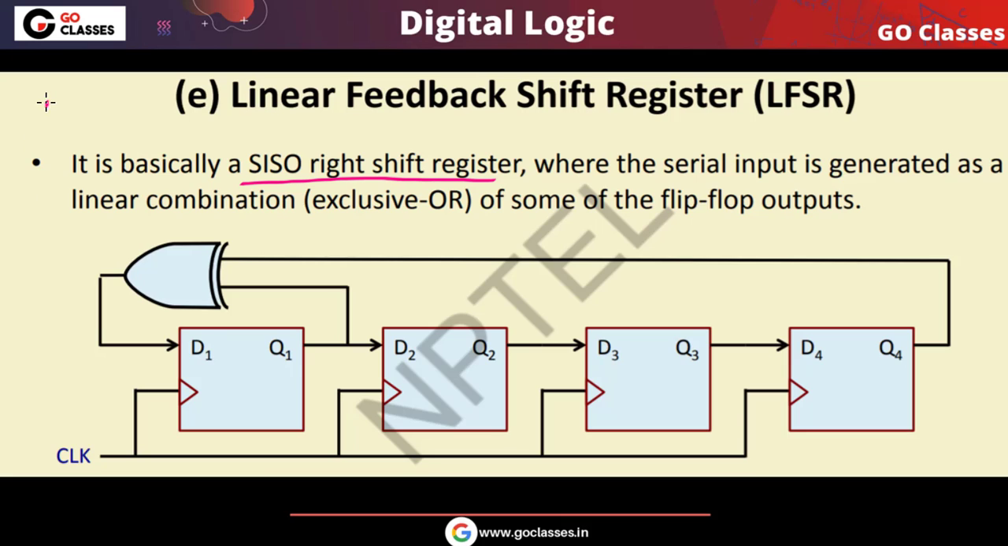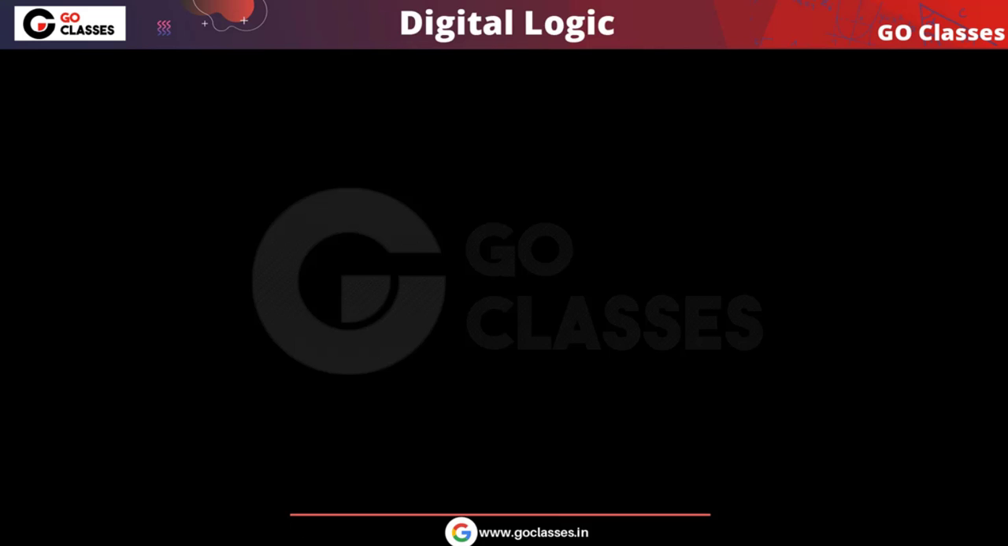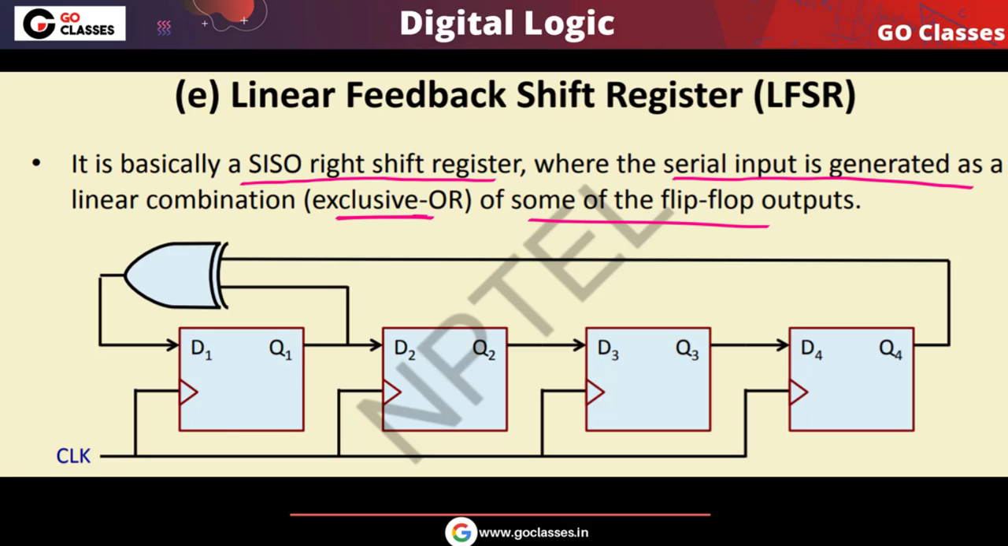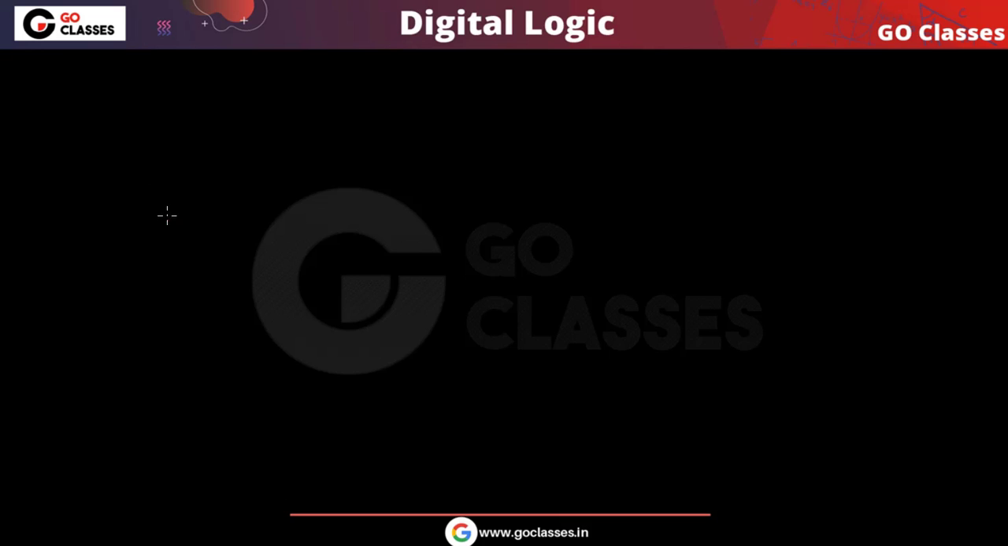You can notice there is no external input here. The serial input is generated as a linear combination, or I can say using exclusive OR, of some of the flip-flop outputs. You don't have to take this and this. Remember, this is just one example. For example, you can do this also, or you can do this type of thing also.